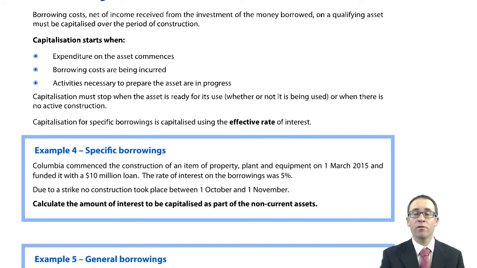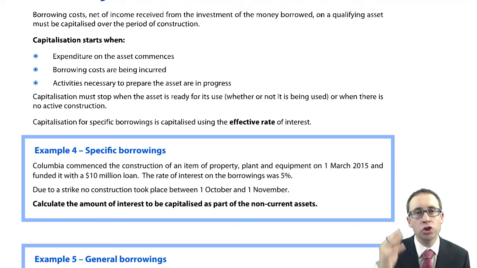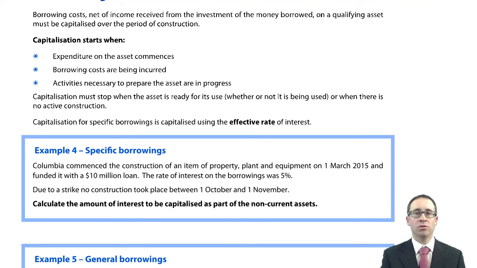Let's now have a look at the world of borrowing costs. Again, it's another standard that you've seen previously at F7 level. It was a very small part of F7, wasn't it? You were maybe lucky enough to get part of a question containing it. But other than that, it was very rarely seen. It has to be said, it's still rarely seen at P2 level. But that doesn't mean we can ignore it. We need to have knowledge of it just in case it does arise, don't we?